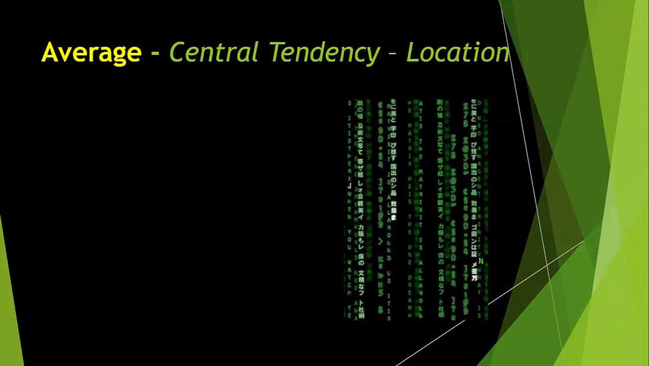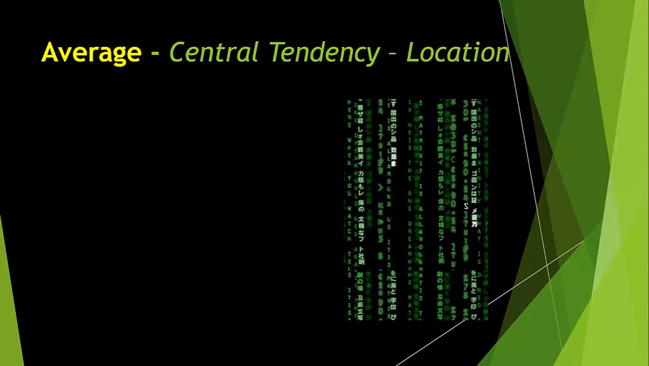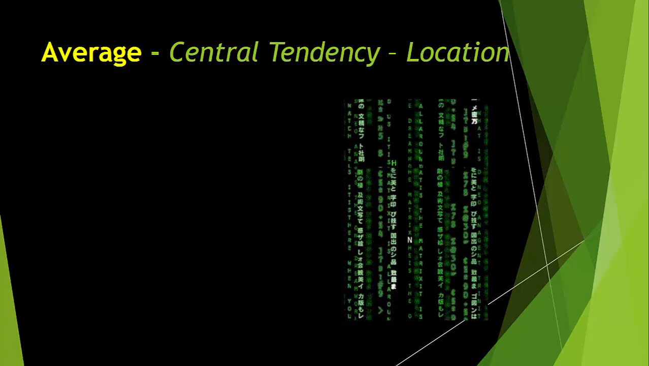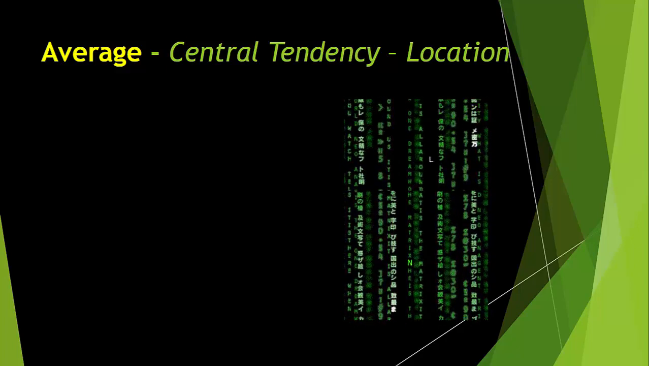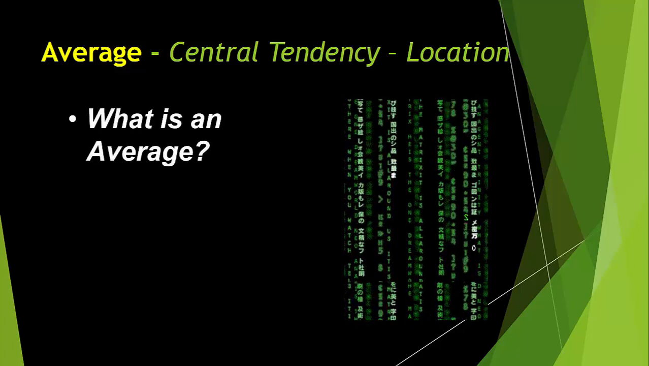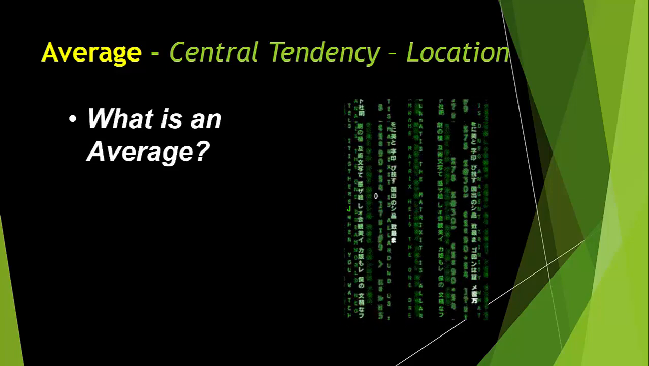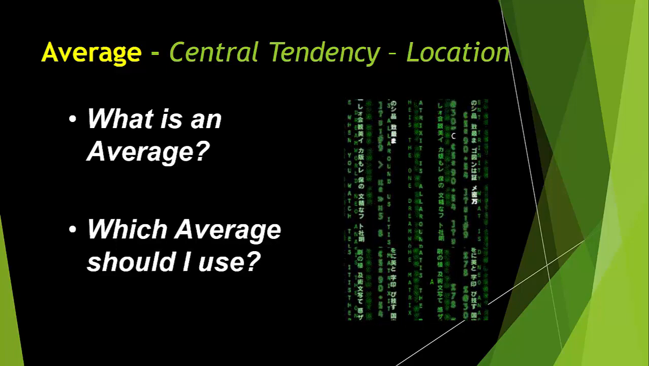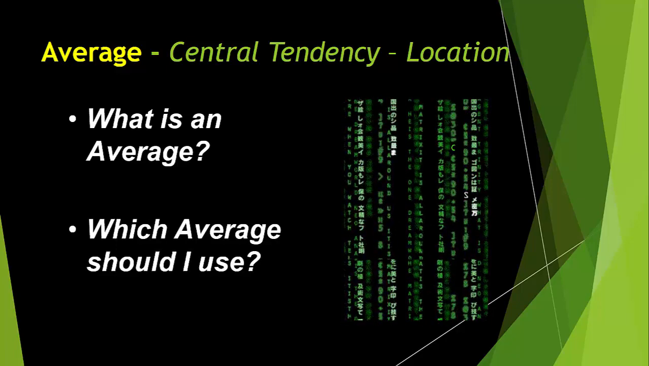Now the average, confusingly in the textbooks, is sometimes given the name central tendency or location, is a single value that purports to be a representative value of the group. So I have two questions I want to ask. What do we mean by average? What kind of averages are there out there? And which of the averages, given that there is going to be a choice, should I use?